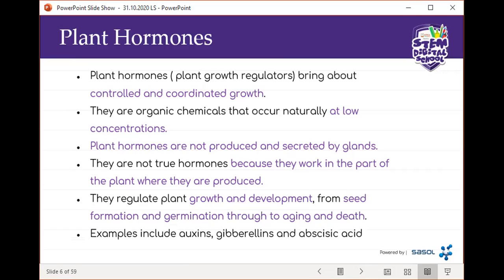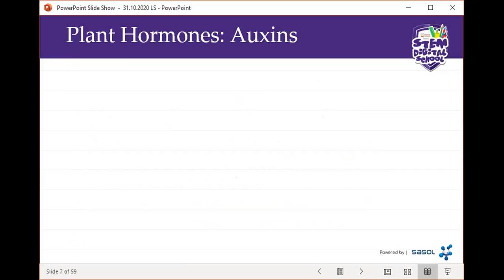Okay, so now examples, as mentioned, it is our auxins, gibberellins, abscisic acid. We also have another one which is ethylene, but we're only going to focus on auxins, gibberellins, as well as abscisic acid. Right, so let's start off with the auxins.